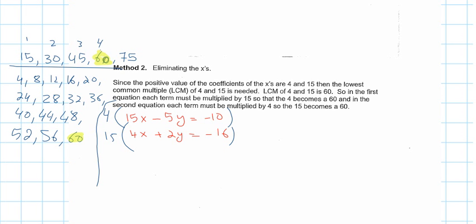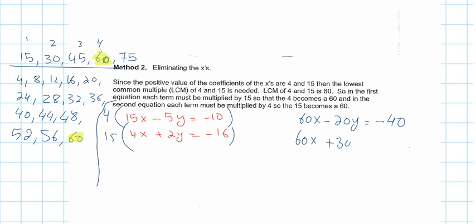So let's look at what happens if I multiply this by 4. That's going to be 60x minus 20y equals negative 40. And then that's going to be 60x plus 30y equals, what's negative 16 times 15? 240.